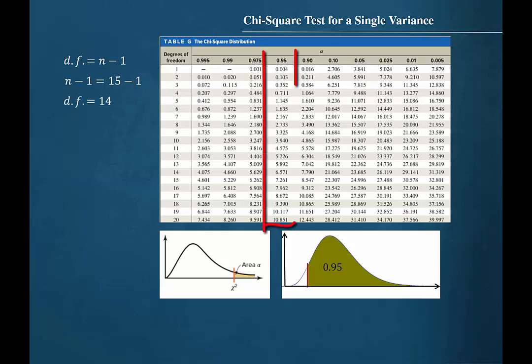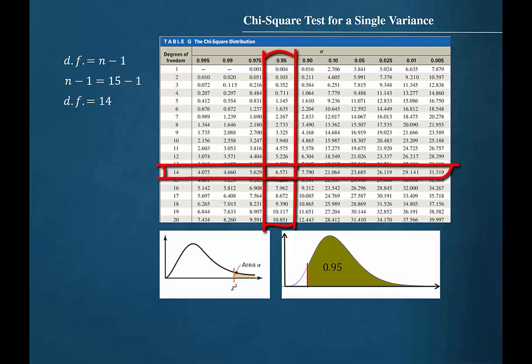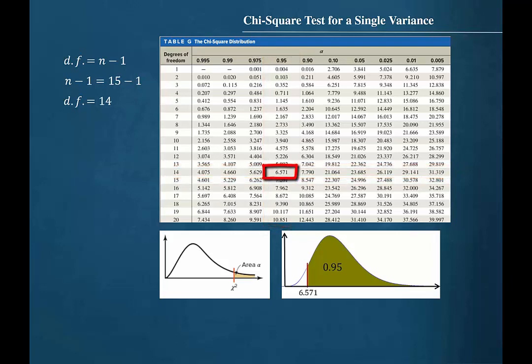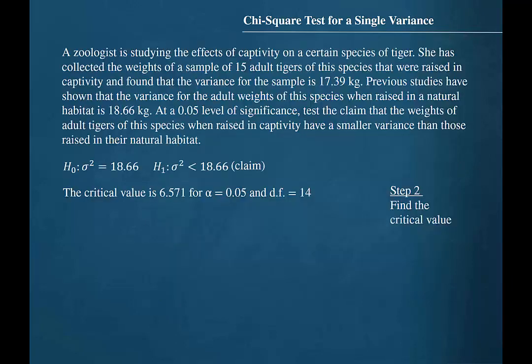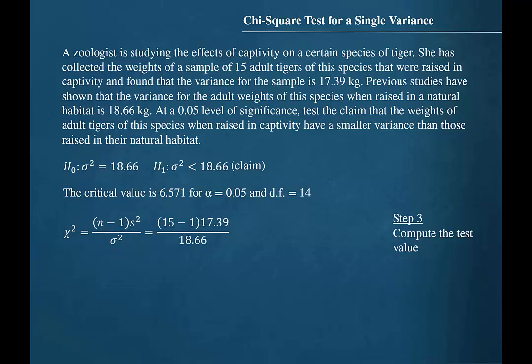The column headed 0.95 and the row with 14 degrees of freedom intersect at the chi-square critical value 6.571. So the critical value is 6.571 for alpha equal to 0.05 and 14 degrees of freedom. Step 3 is to compute the test value. The chi-square test value requires that we know the sample size, the sample variance, and the hypothesized population variance. Substituting these values into the formula, we find a chi-square test value of 13.047.